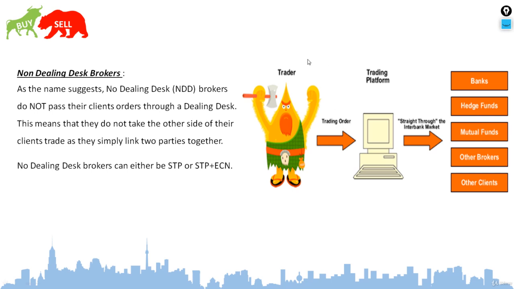See this illustration: a trader puts a trading order in the trading platform of the broker. The order goes straight to the interbank market, so it doesn't pass through a dealing desk. It passes directly to the interbank market. So you're trading against other traders. You are not trading against your own broker.